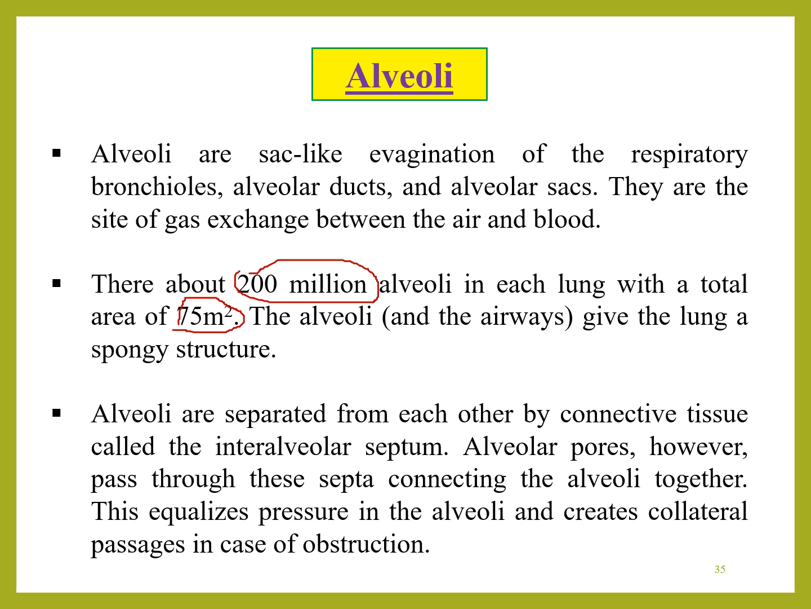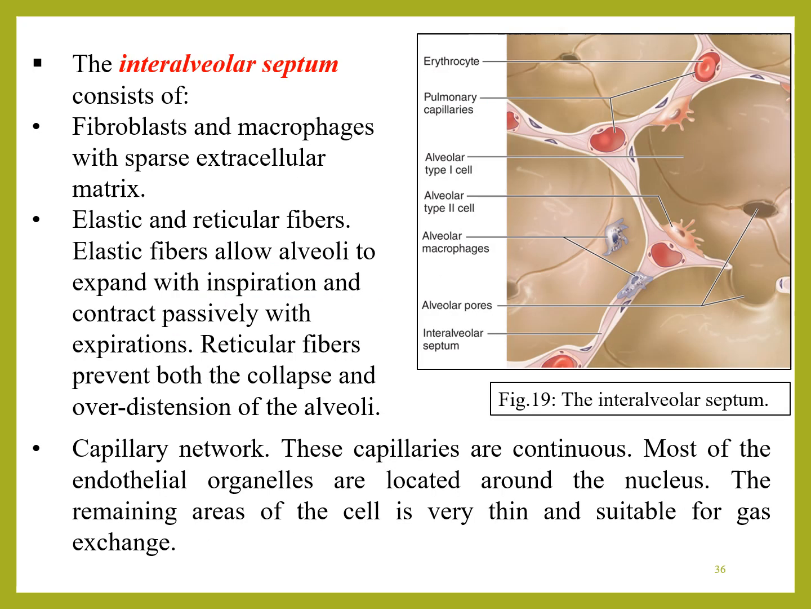This is why the alveoli and the other airway passages that we talked about give the lung a spongy structure. Anything that is almost entirely filled with air, with thin septa between the air, is called a spongy-like structure. Alveoli are separated from each other by connective tissue called the interalveolar septum. However, alveolar pores are found between the alveoli, passing through these septa, and they connect the alveoli together. This is important to equalize the pressure in the alveoli and to create collateral passages in case of obstruction.